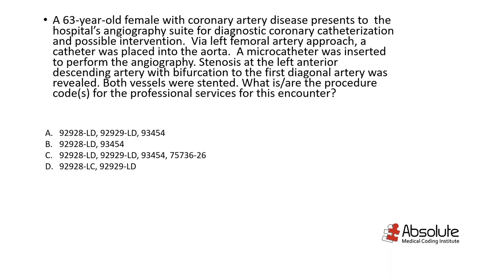A 63-year-old female with coronary artery disease presents to the hospital's angiography suite for diagnostic coronary catheterization and possible intervention. Via left femoral artery approach, a catheter was placed into the aorta. A microcatheter was inserted to perform the angiography. Stenosis at the left anterior descending artery with bifurcation to the first diagonal artery was revealed. Both vessels were stented. What is or are the procedure codes for the professional services for this encounter? Okay, coders, you have 2 minutes. You may begin.